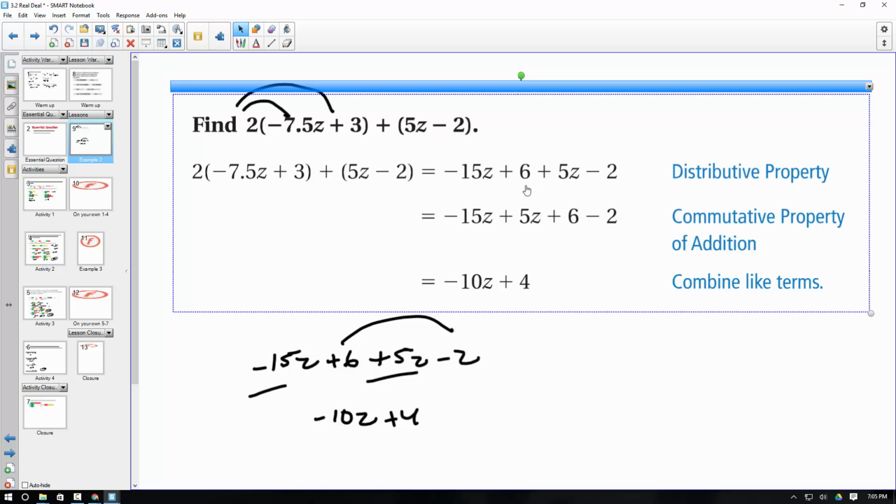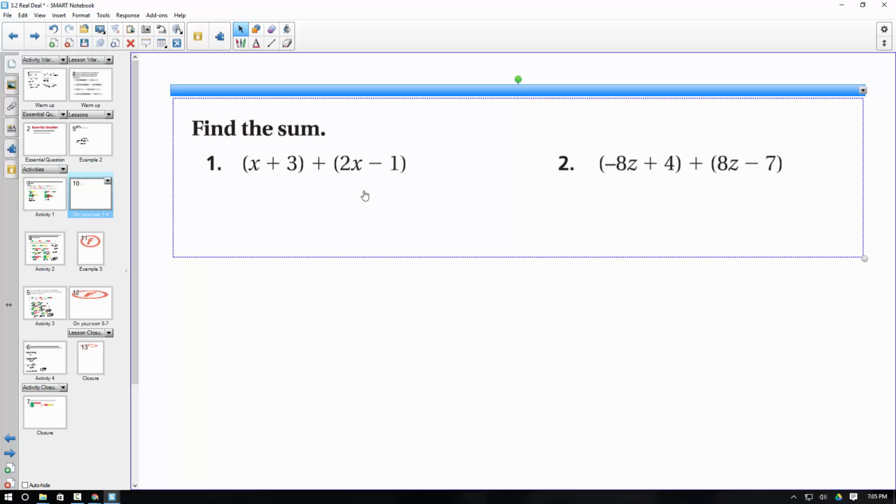So this is how I use the distributive property. I then use the commutative property where I could rearrange so I can add them together. And then finally I combine like terms. So I want you to try doing these by yourself. Once you have them, press play and we'll see what happens.